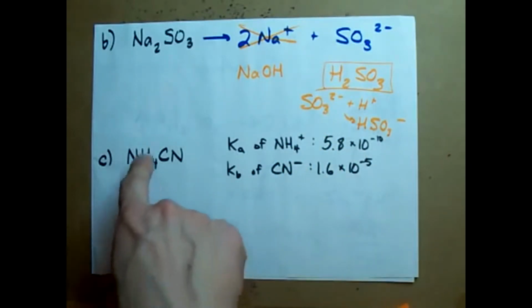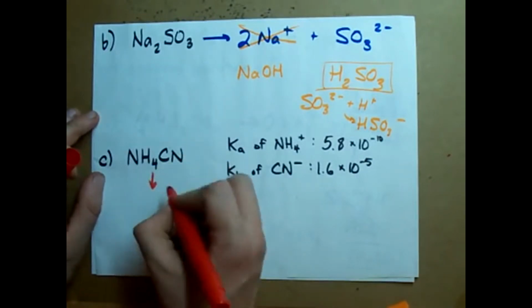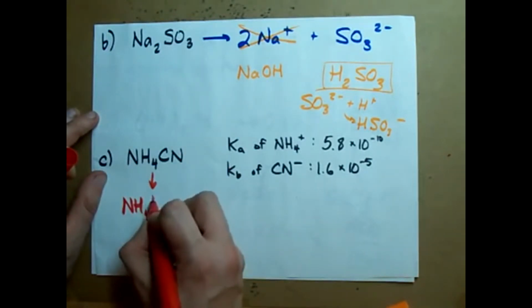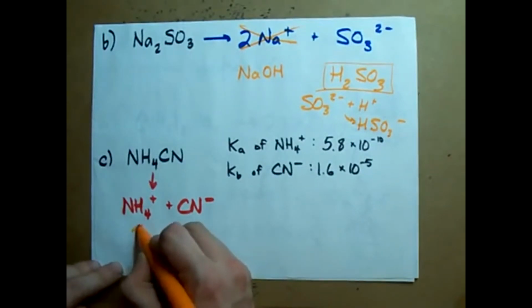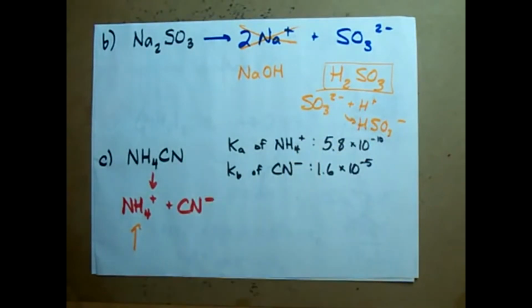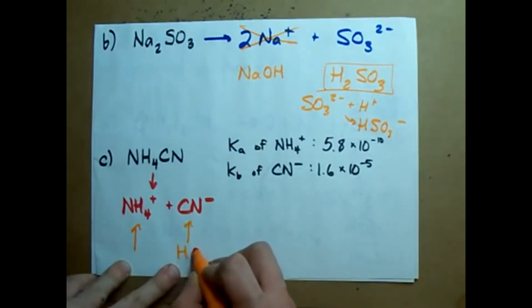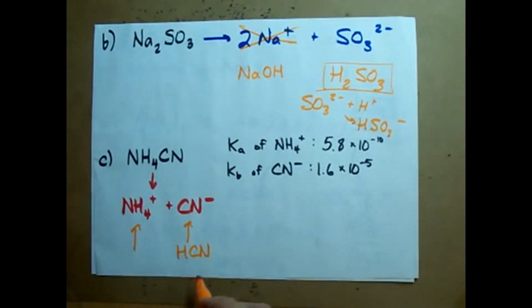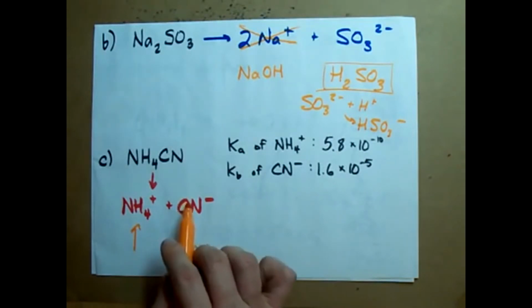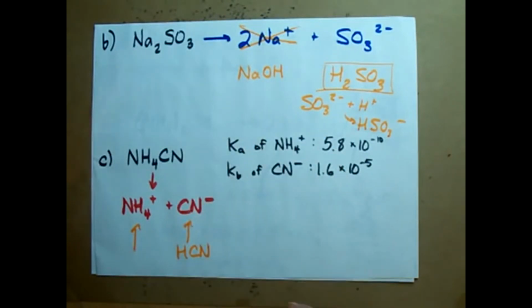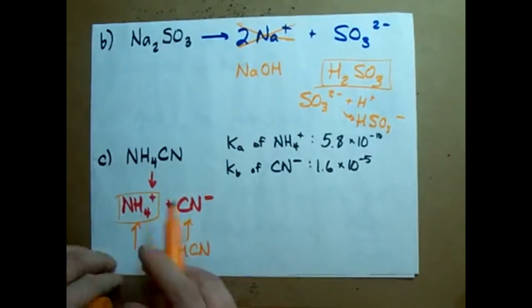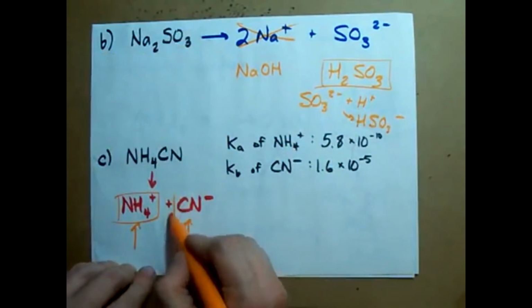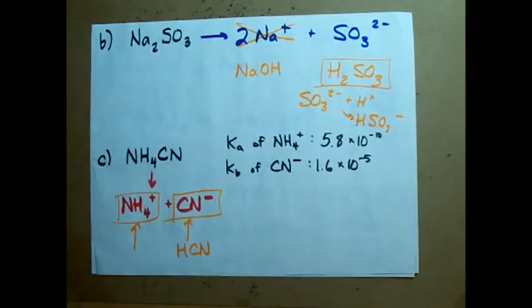We can do the same for this. NH4CN breaks up into NH4+ and CN-. Will either of these affect pH? Well, this certainly does. We already saw it can give away protons. This is the conjugate of HCN, which is a weak acid, and so this has the ability to suck up protons. That means when you dissolve this into solution, this ion starts giving away protons. This ion starts sucking up protons.